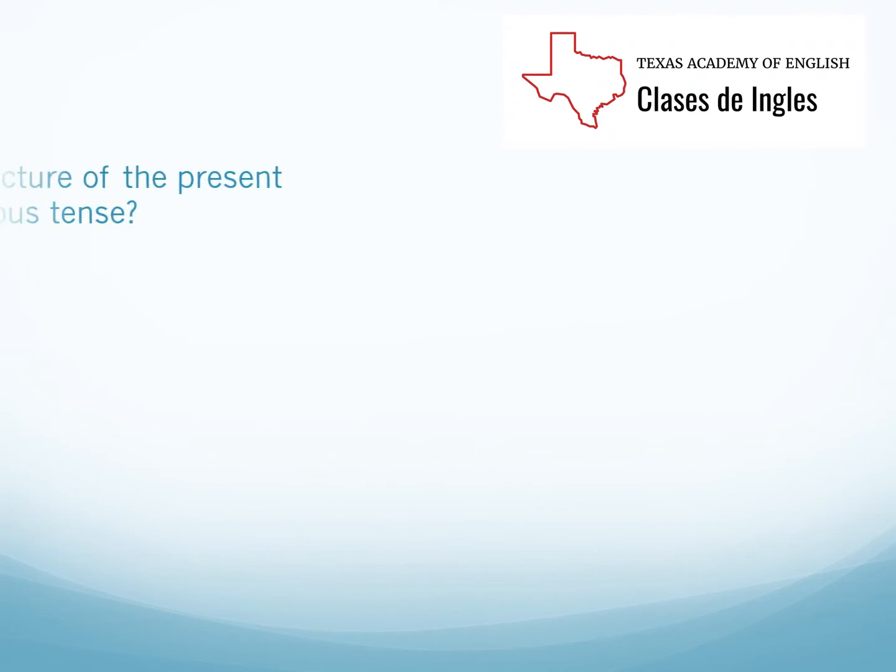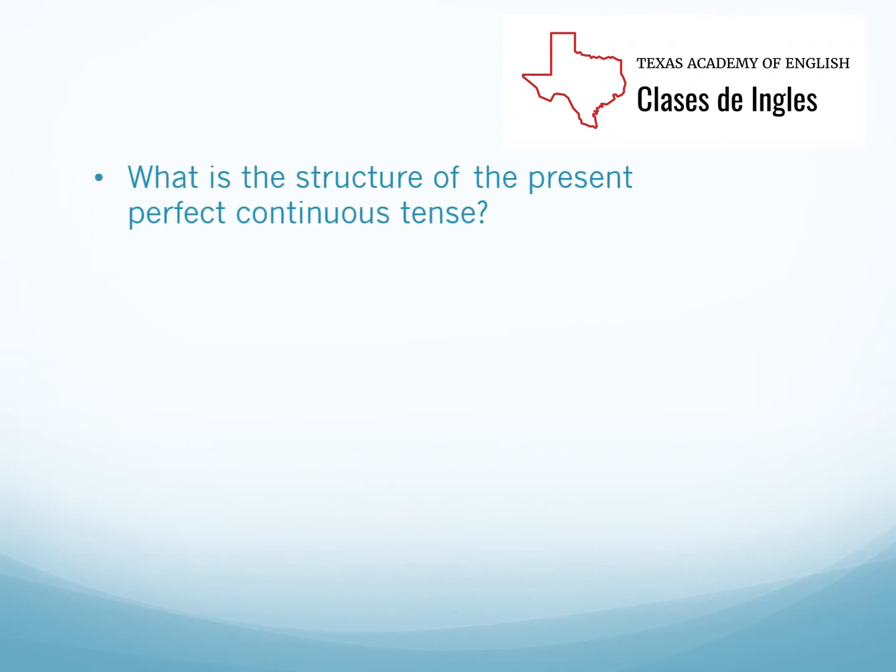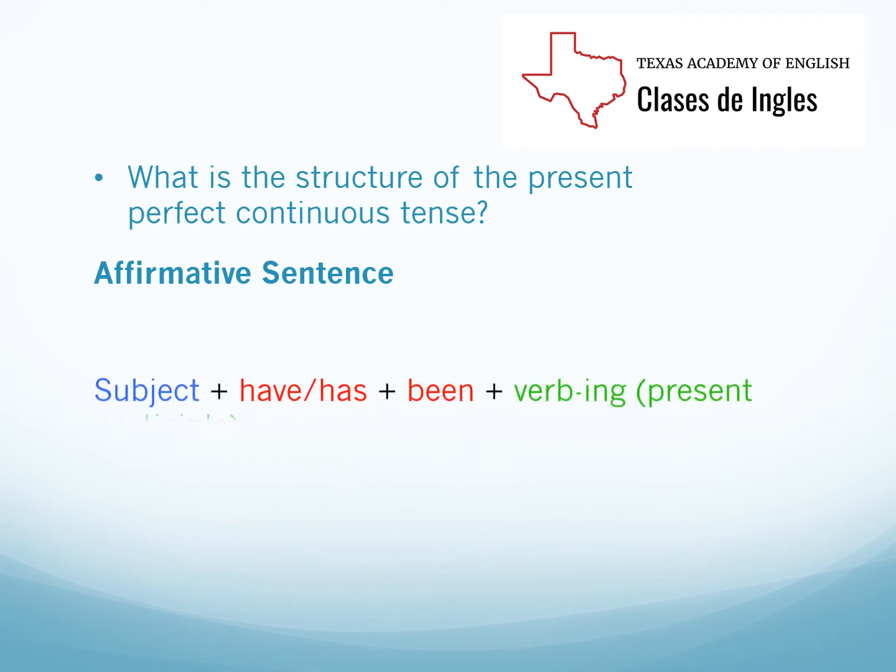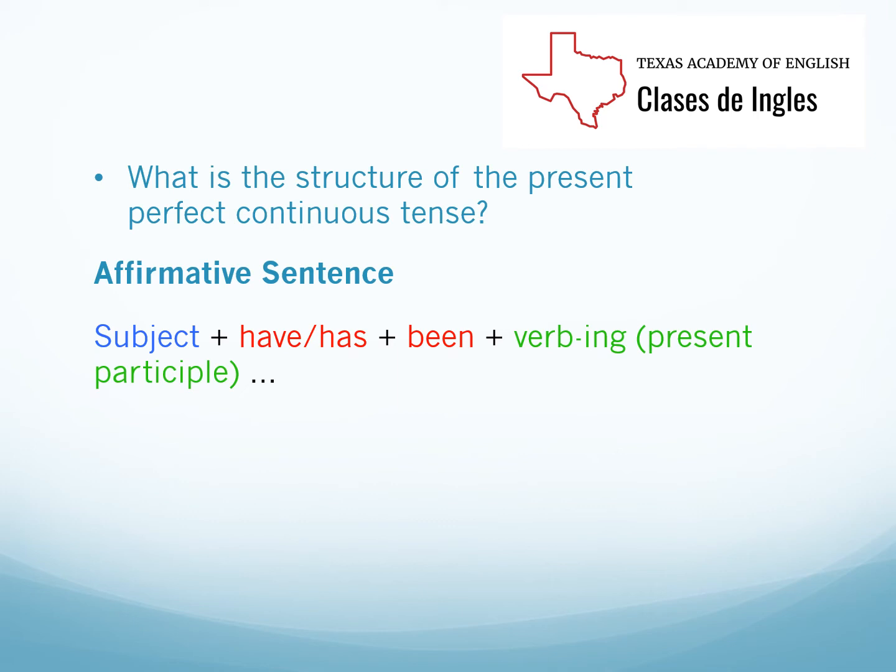Now let's take a look at the structure of the present perfect continuous tense. We're going to start with the affirmative sentence, and the structure is as follows. We have the subject, we have has or have been, plus the present participle, that's the verb ending in ing. So a sample sentence would be, they have been learning English.